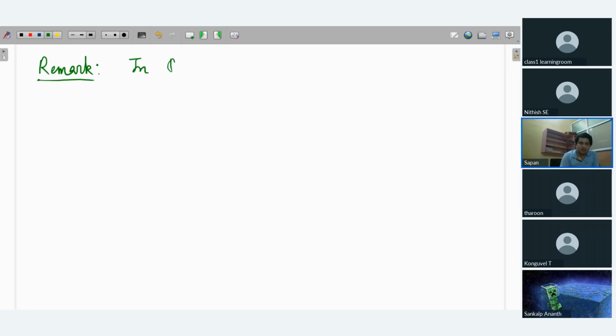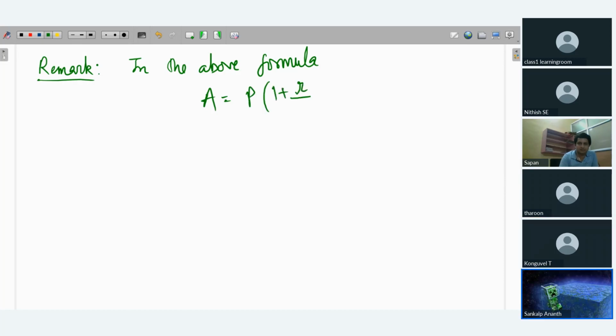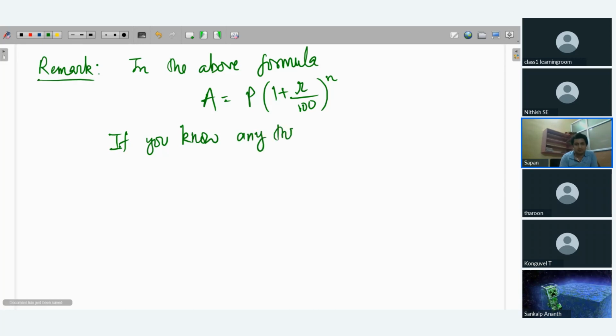In the above formula, can you tell how many parameters were there? Four parameters, right? If you know any 3, you can find the other one. If you know any 3, then the other one can be determined.